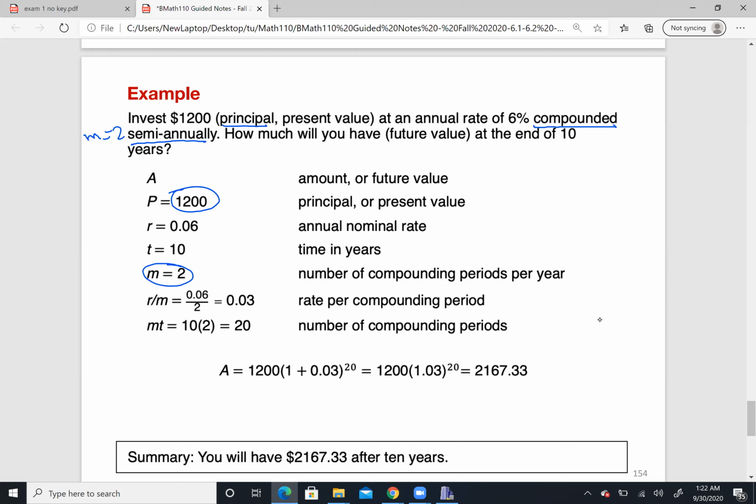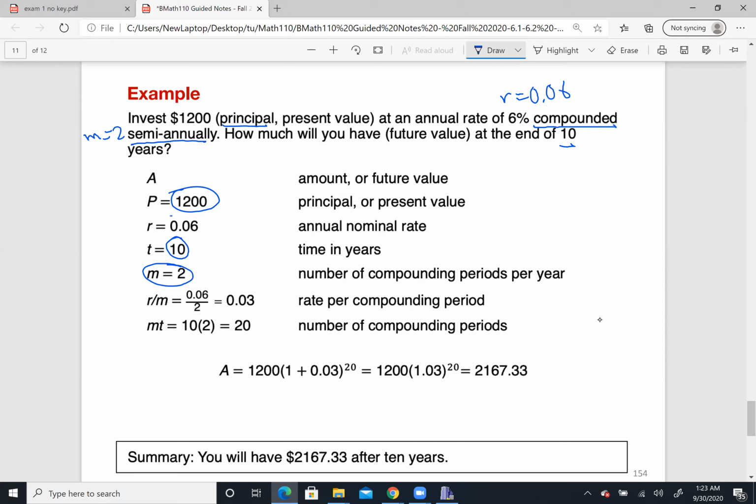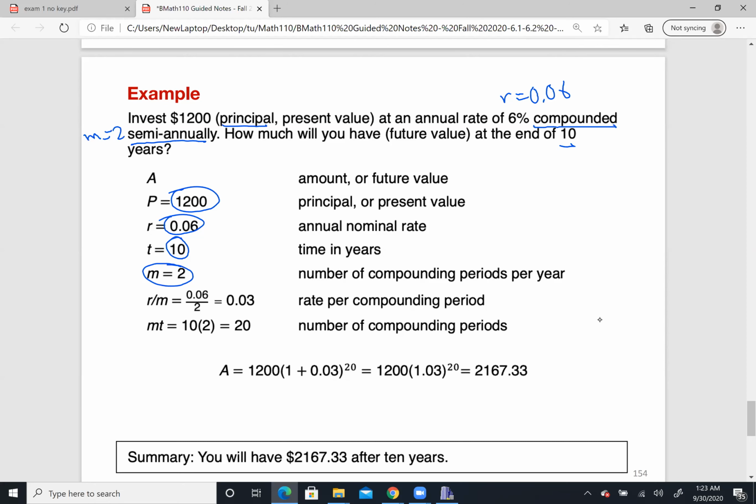So what else do I have? I have: how much will we have at the end of 10 years? So t in here is 10, right? And also the rate in here is equal to 0.06, right? Okay, so I'm going to substitute everything.